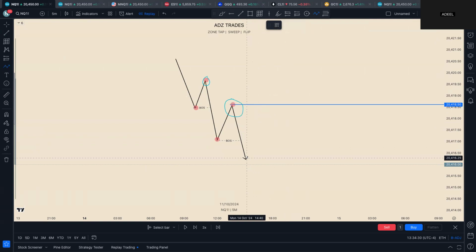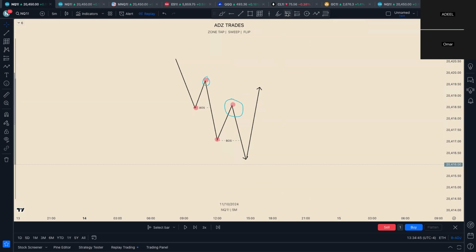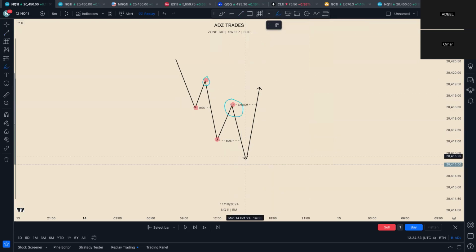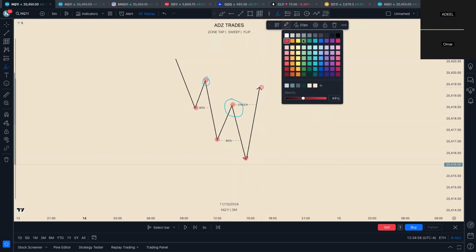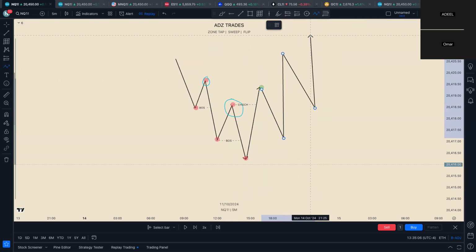Now, if we come above and we candle close above here, what does this make? This now becomes a change of character. Okay, if we candle close above this protected high, this is a change of character. What does that mean? That means we've gone from a downtrend into an uptrend. And why is that? Because we should be making lower highs and lower lows. But now we've made a lower low, and what have we done? We've made a higher high. That shouldn't happen if we are to remain in a downtrend. So now we know this is an uptrend. Okay, and we can start looking for buys again.